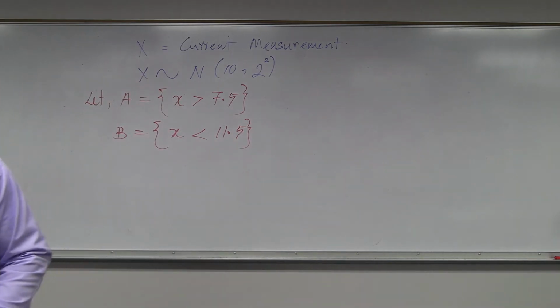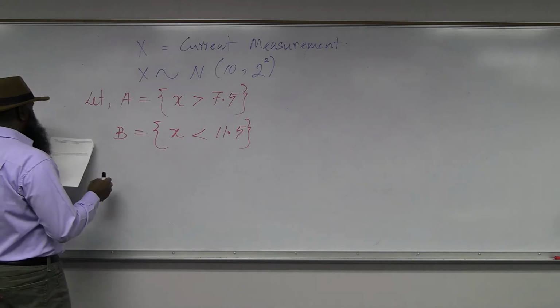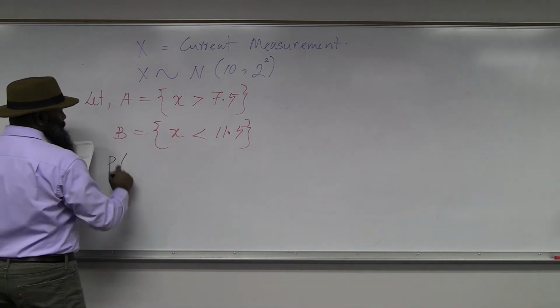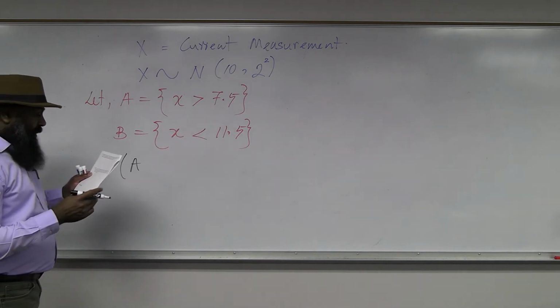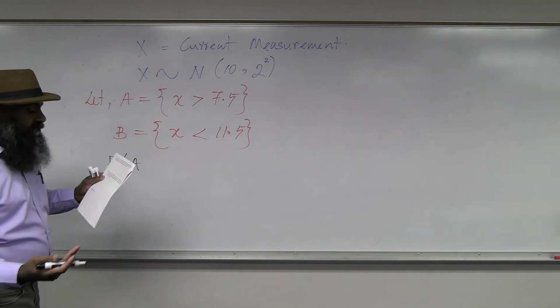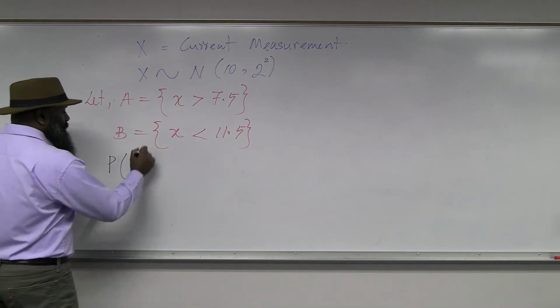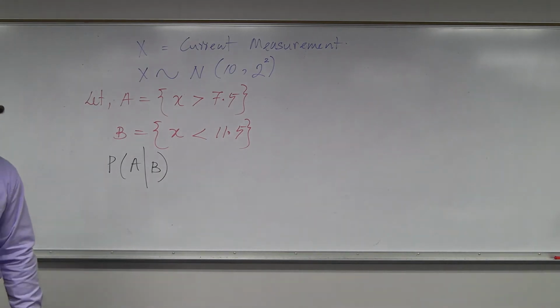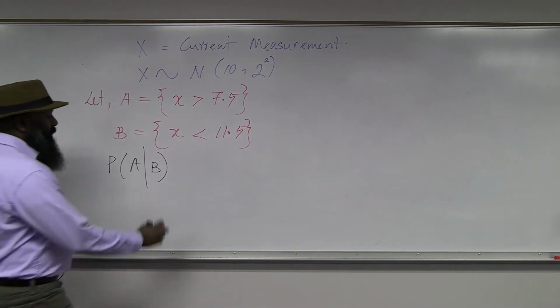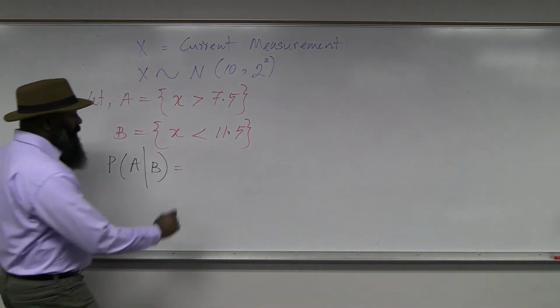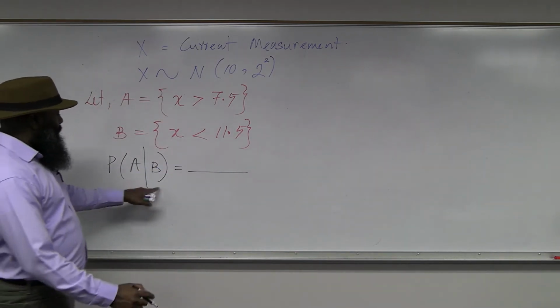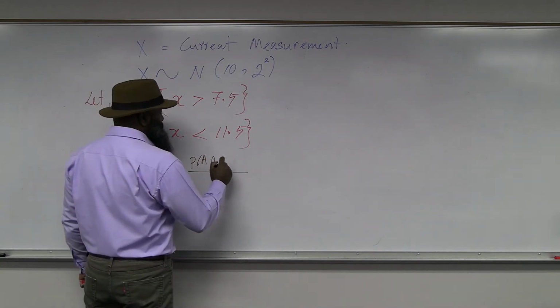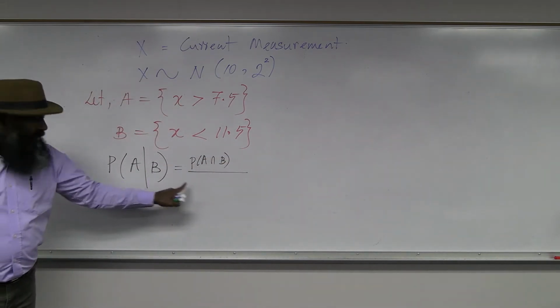Now what we need is the probability that a randomly observed strip of wire has a current measurement greater than 7.5, which is the probability of A, given that its current measurement is lesser than 11.5, given B. So basically, I need to figure out that probability. And I can write down the equation again. The numerator is very straightforward. It should be the probability of A intersection B, divided by the probability of B. Okay.